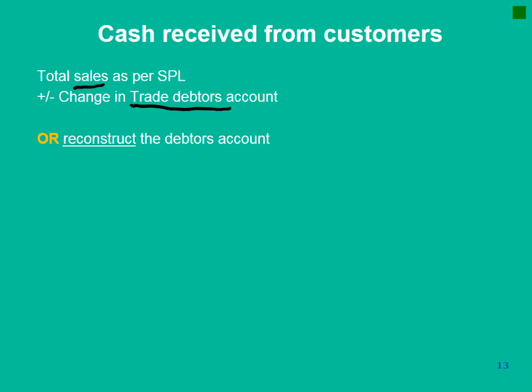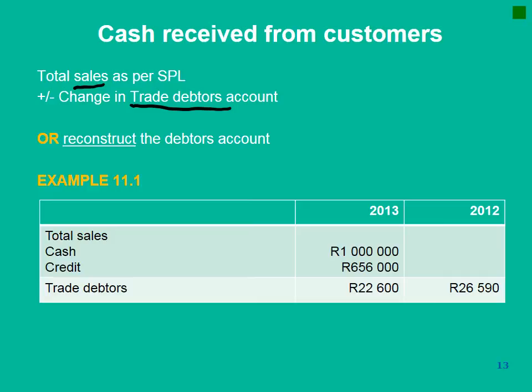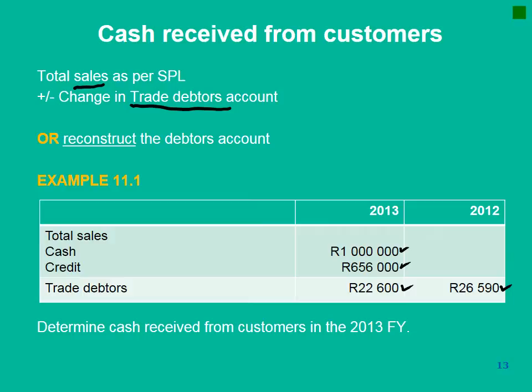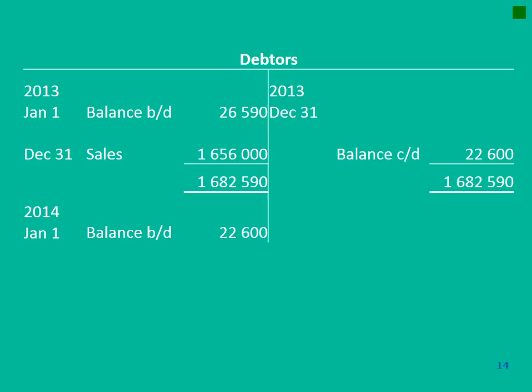So in example 11.1, I've taken this from the question. They've given us the cash and credit sales amounts, and they've given us trade debtors. I got this from the statement of financial position at the end of last year and the end of this year. So that's your opening and your closing balance for debtors. So what we're going to do now is determine cash received from customers in the 2013 financial year. So we can reconstruct the debtors account.